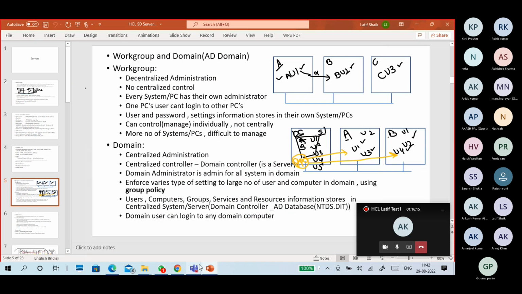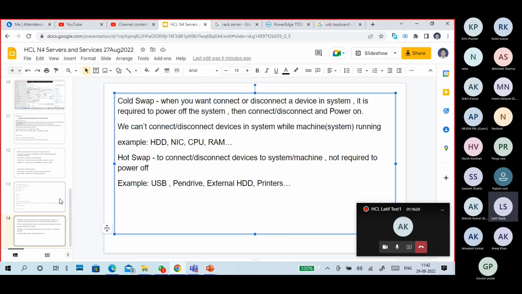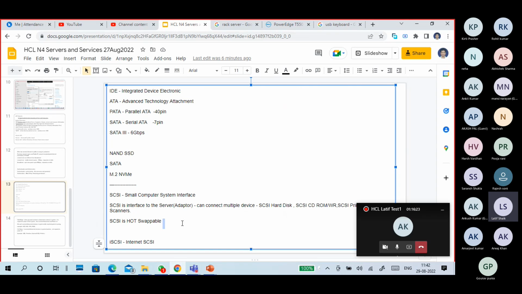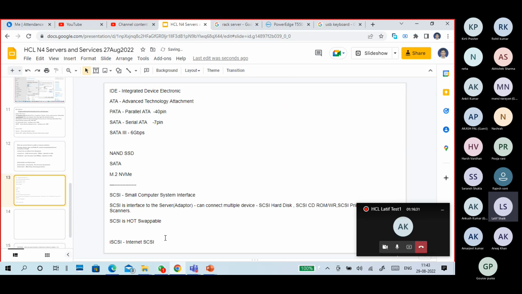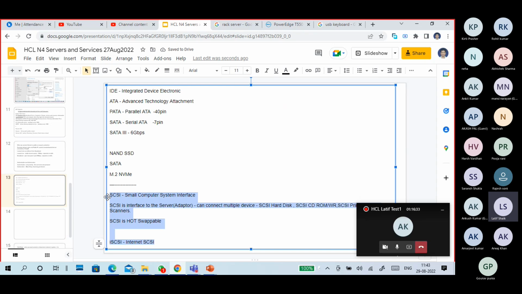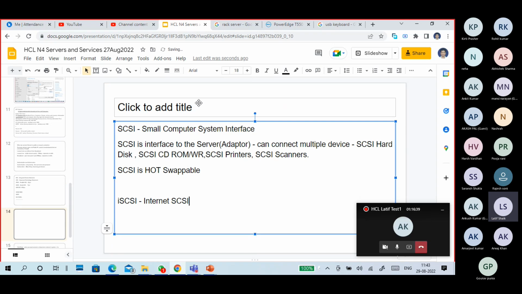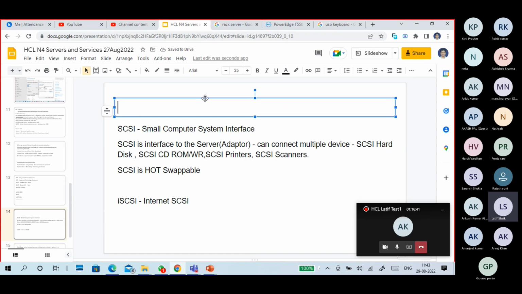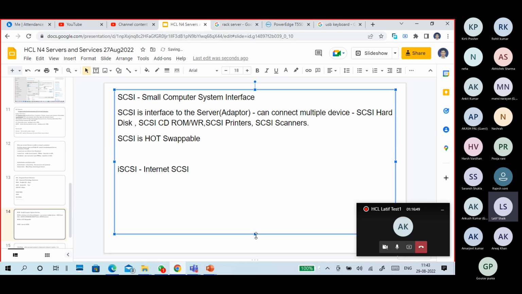Here it is, this one is hot swap. SCSI disks are hot swappable, so anytime you can connect or disconnect. So I'm continuing this topic only.